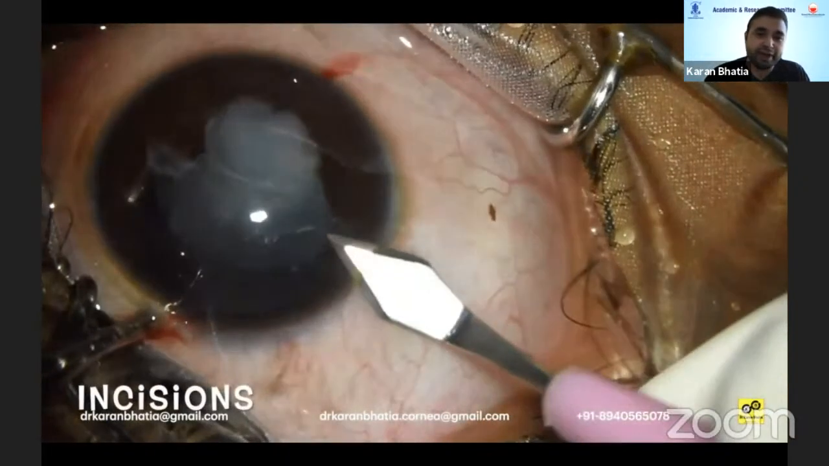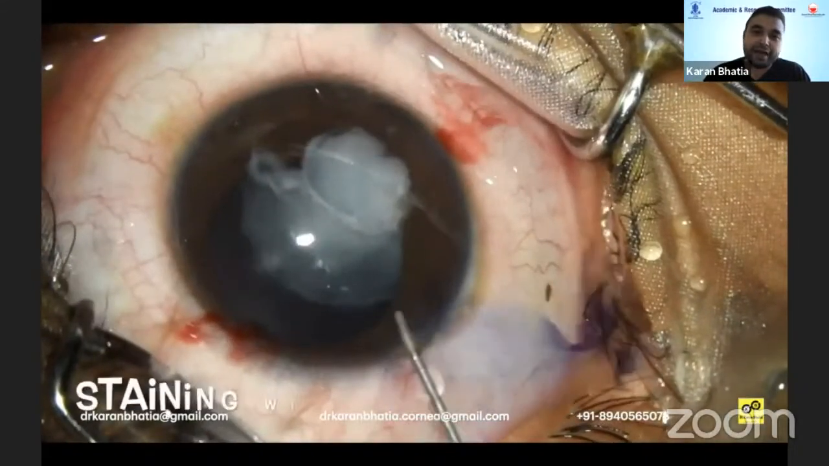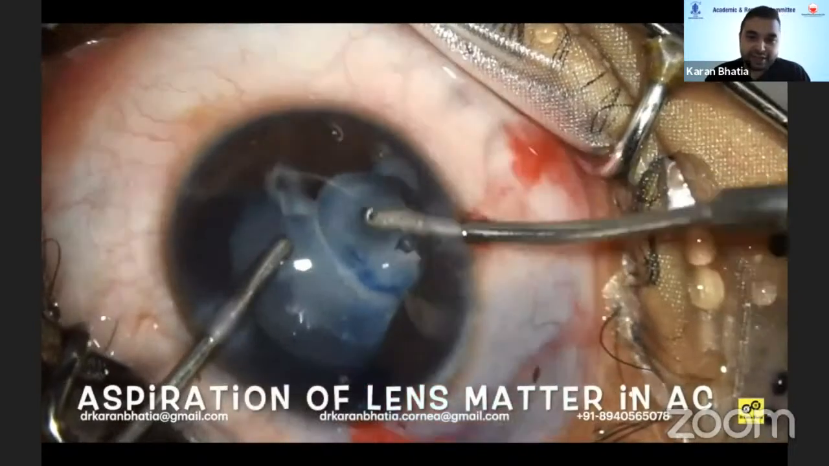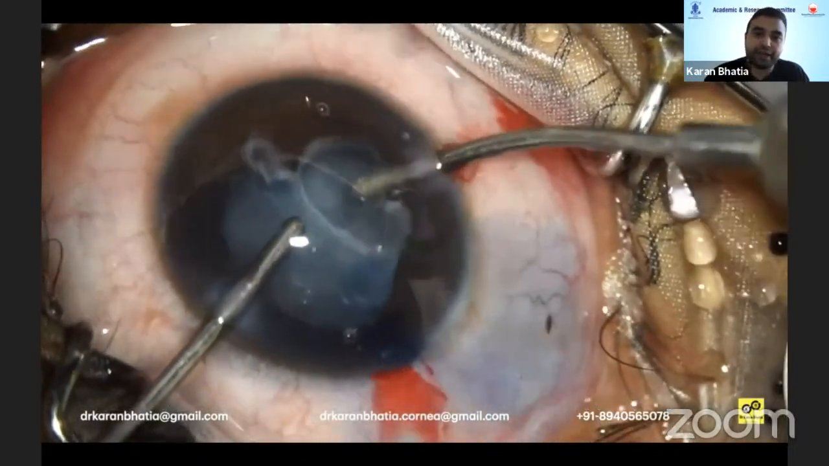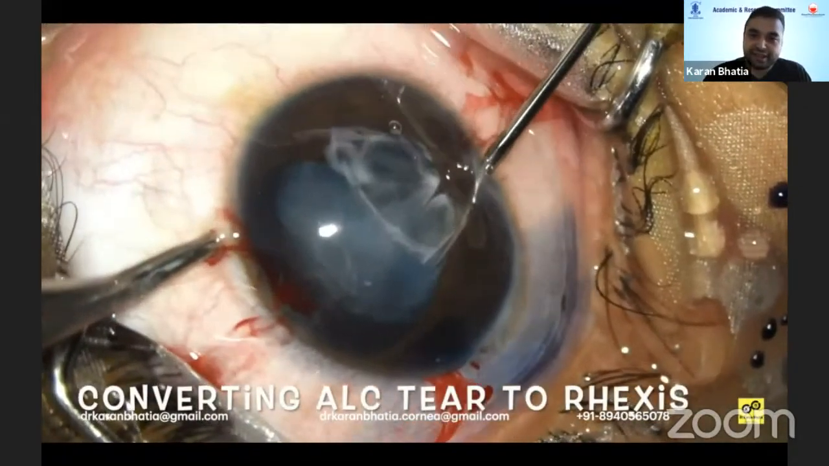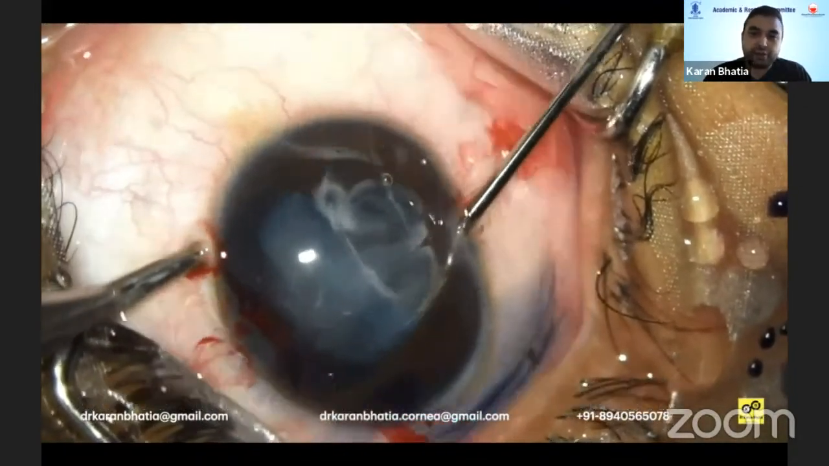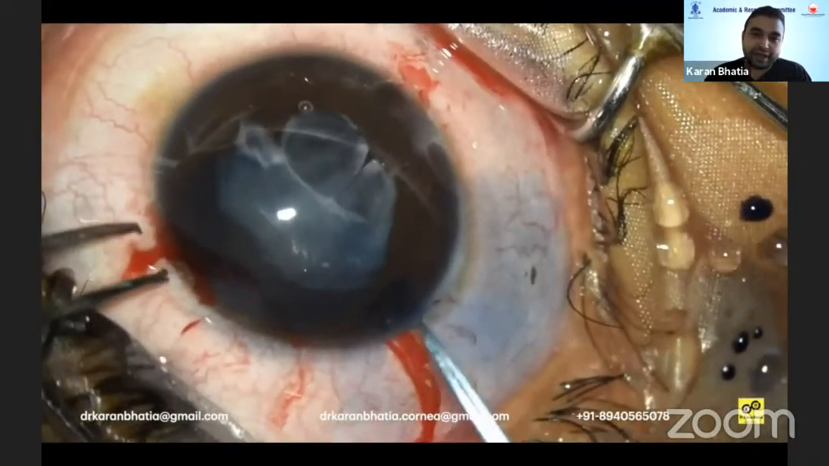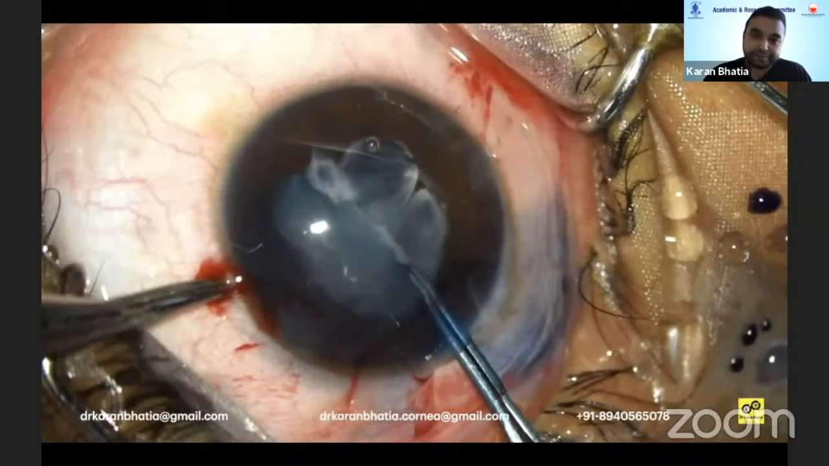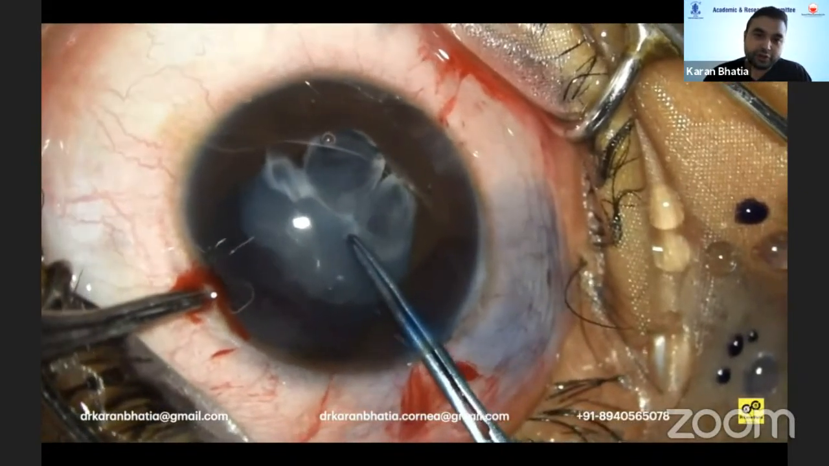So the incisions were made and they have to be planned into the right proper place. Staining was done of the ALC, and you can see that there is some lens matter that is outside, which was aspirated. After that, this ALC tear was converted into a rhexis using a micro scissor and then Haldipurkar micro rhexis forceps. So you have to be very careful.